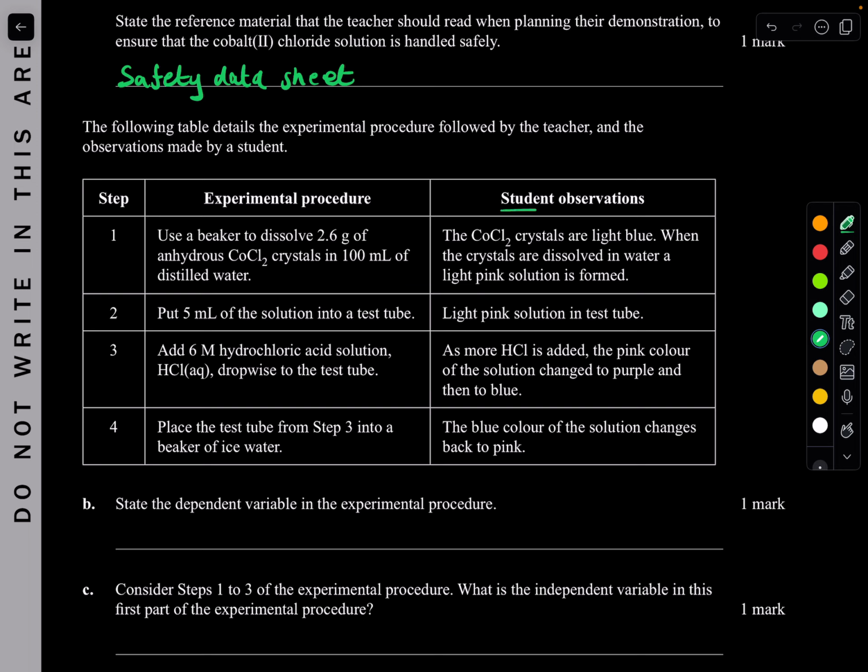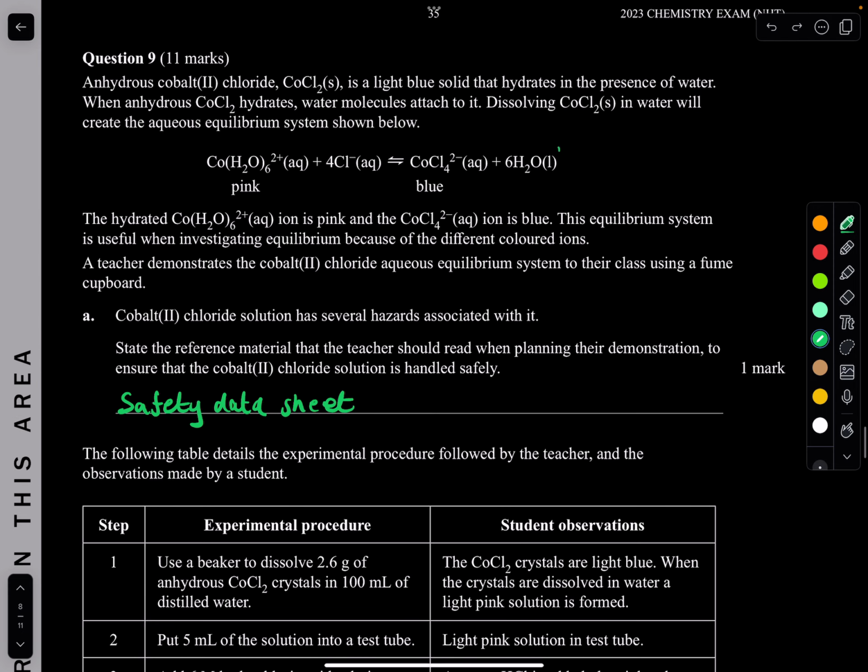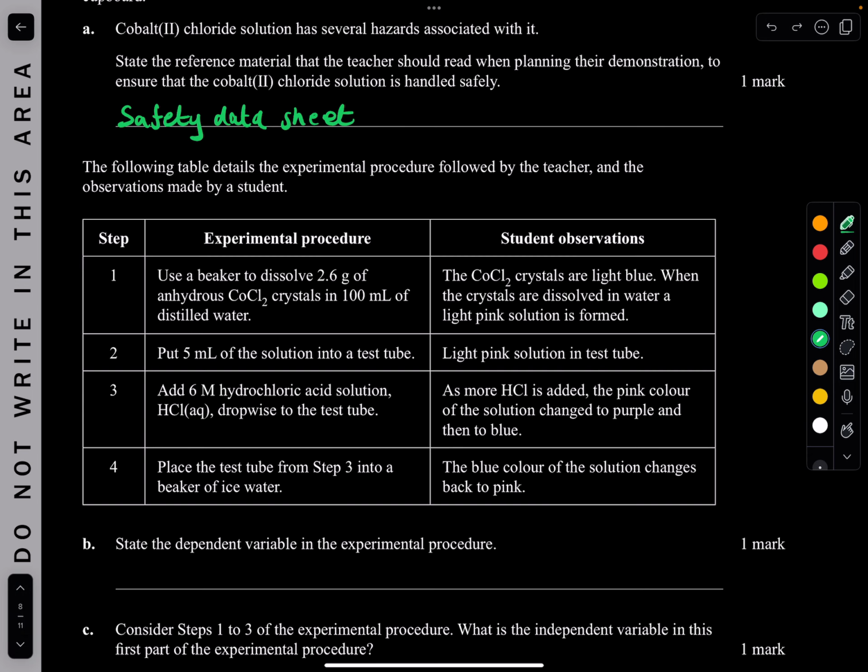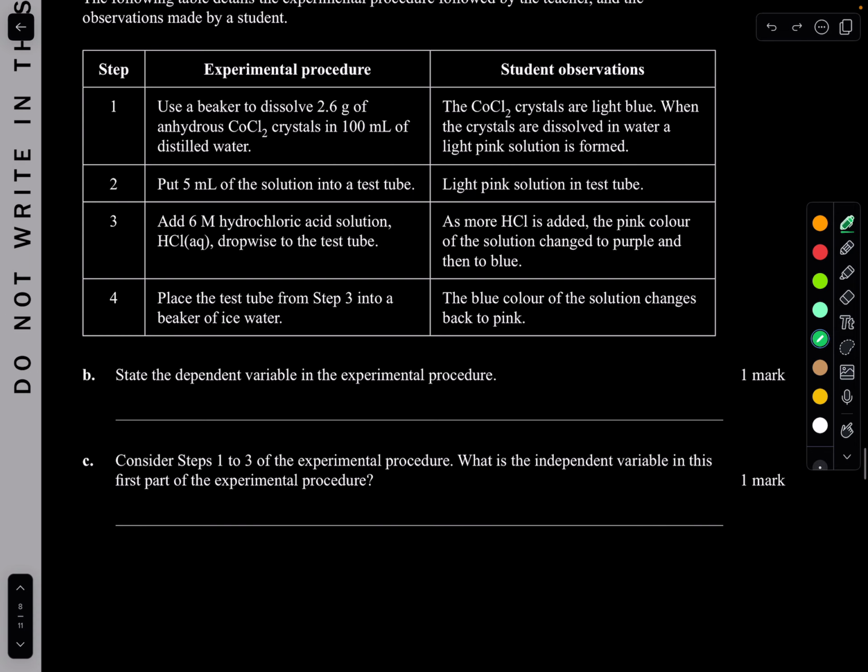And what did the student observe? CoCl2 crystals are light blue. When the crystals are dissolved in water, a light pink solution is formed. So basically, when they dissolved this solution, which was blue initially, in water, the backward reaction was favored, and hence it gave us a pink color. That's what they just told us. Step 2: put 5 milliliters of the solution into a test tube. Light pink solution is in the test tube. Makes sense because right now it's light pink.